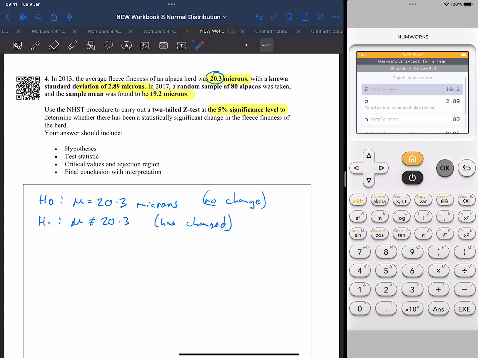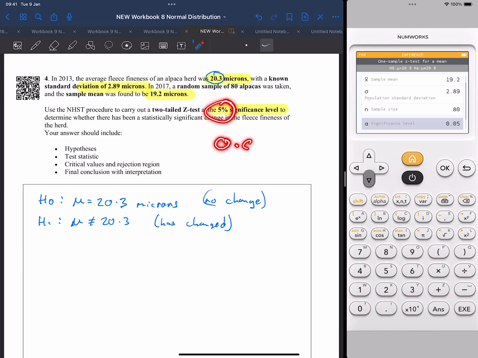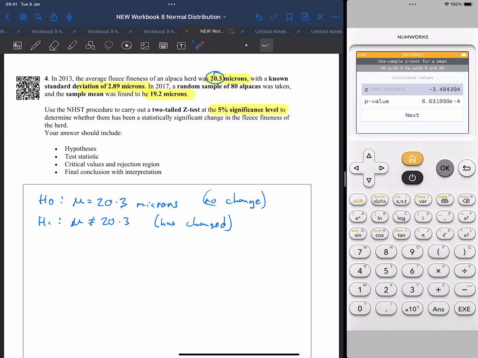Now we input the statistics. Our mean is 19.2. Our standard deviation is 2.89, the second one. The number of alpacas we have is 80. Put that in. Then we've got our significance level, which is 0.05, that's 5% as a decimal. Press OK. Then we press next.